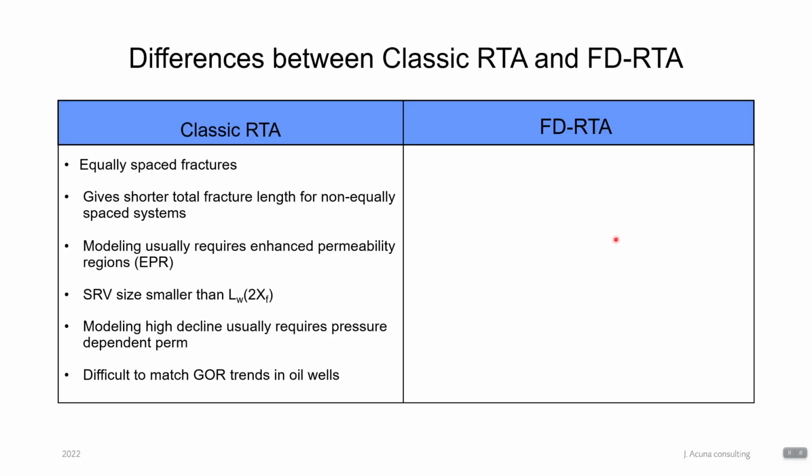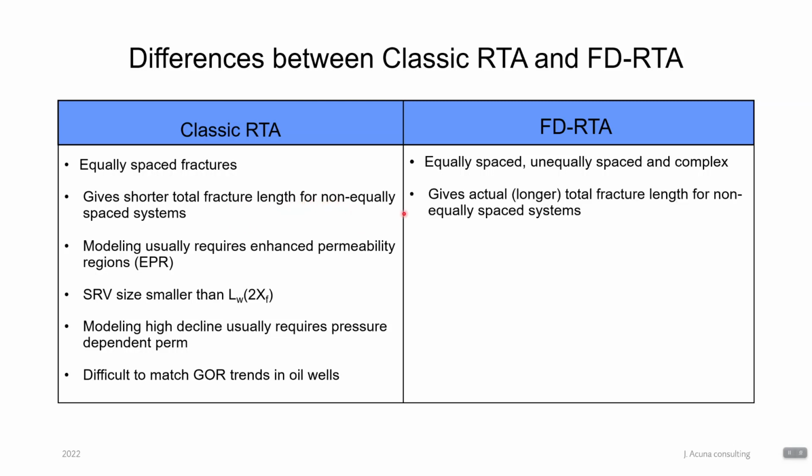Let's look at the difference between Classic RTA and Fractional Dimension RTA. Classic RTA is for equally spaced fractures. FD-RTA is for equally spaced and complex networks of fractures. Classic RTA gives a shorter total frac length when your system is actually non-equally spaced, while the FD-RTA gives you the actual, longer, total frac length for a non-equally spaced fracture system.